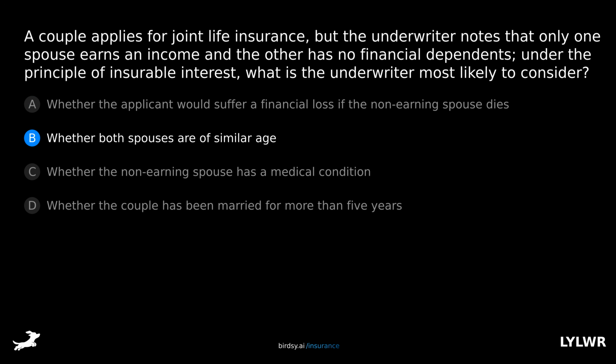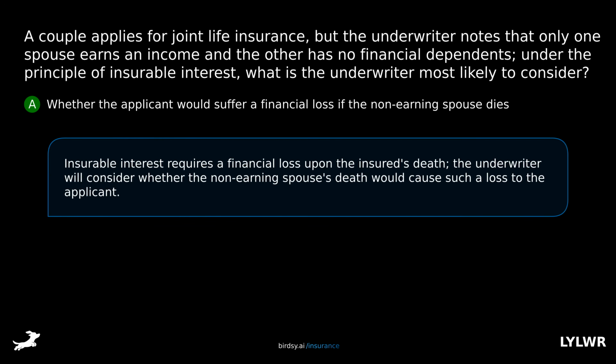B, whether both spouses are of similar age? C, whether the non-earning spouse has a medical condition? Or D, whether the couple has been married for more than 5 years? The correct answer is A, whether the applicant would suffer a financial loss if the non-earning spouse dies. Insurable interest requires a financial loss upon the insured's death. The underwriter will consider whether the non-earning spouse's death would cause such a loss to the applicant.